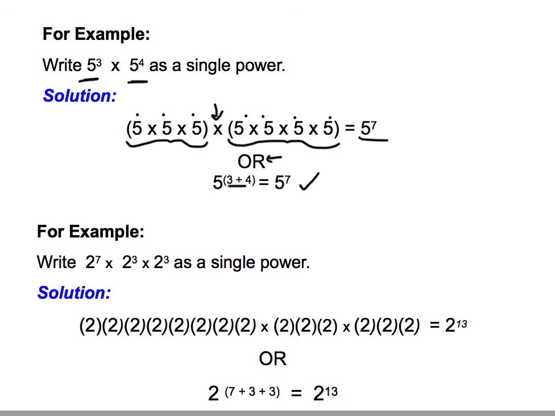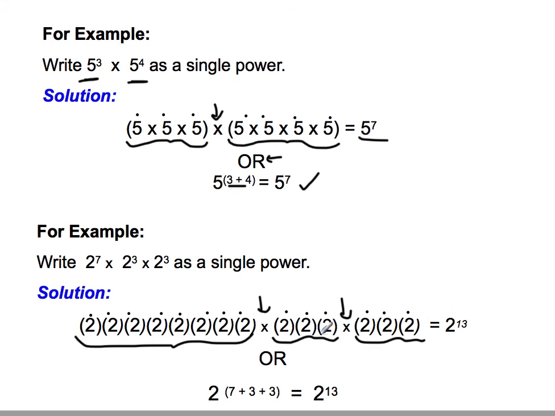In class example number 2, I can multiply 3 powers together. This is going back to the definition of what a power is: a power is a short way of writing repeated multiplication. So here is 2 to the power of 7. Here is 2 to the power of 3. Here is 2 to the power of 3. I'm multiplying them all together. So I have 1, 2, 3, 4, 5, 6, 7, 8, 9, 10, 11, 12, 13, 14.